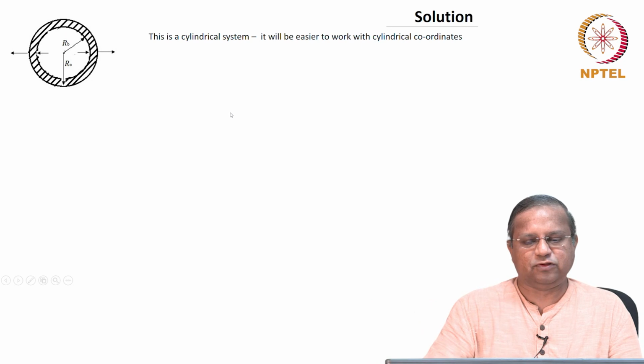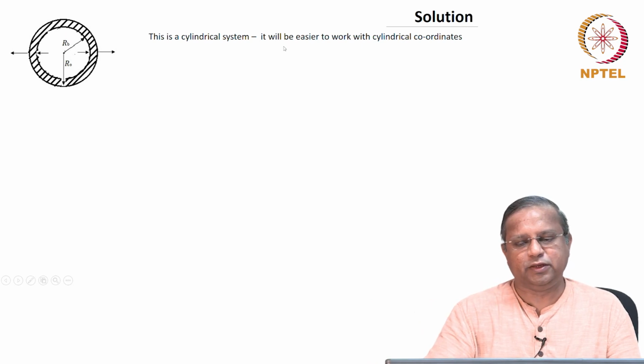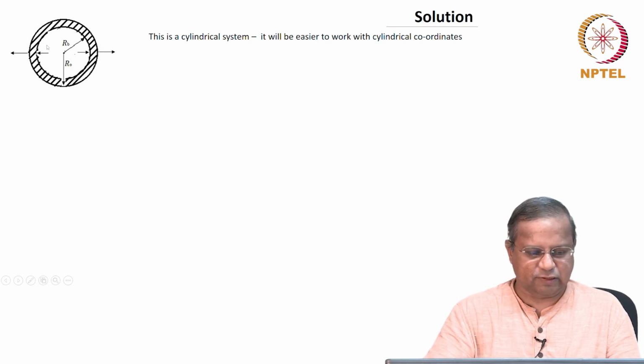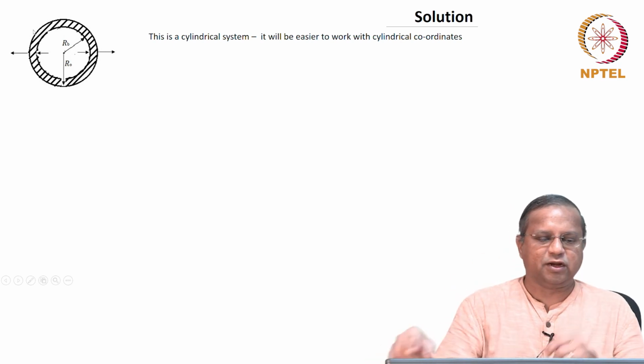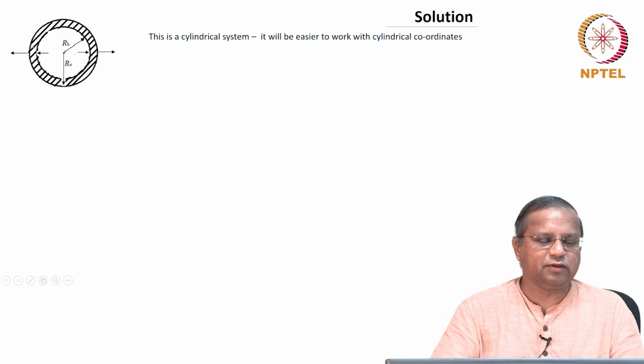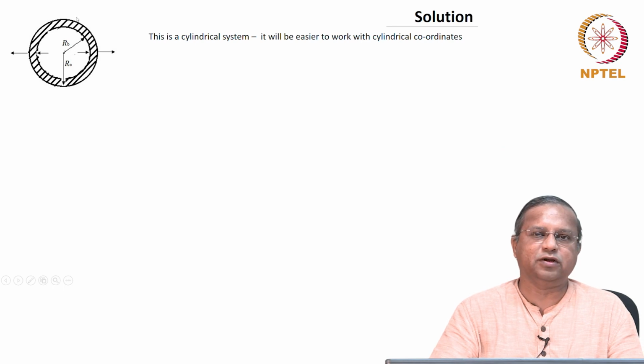This is a cylindrical system, as you could see, and therefore it is going to be easier to work with cylindrical coordinates. If you draw a rectangular Cartesian coordinate system, how would you handle the variation in these curved paths? That becomes very messy. That's the reason why we have a totally different coordinate system to handle these aspects.